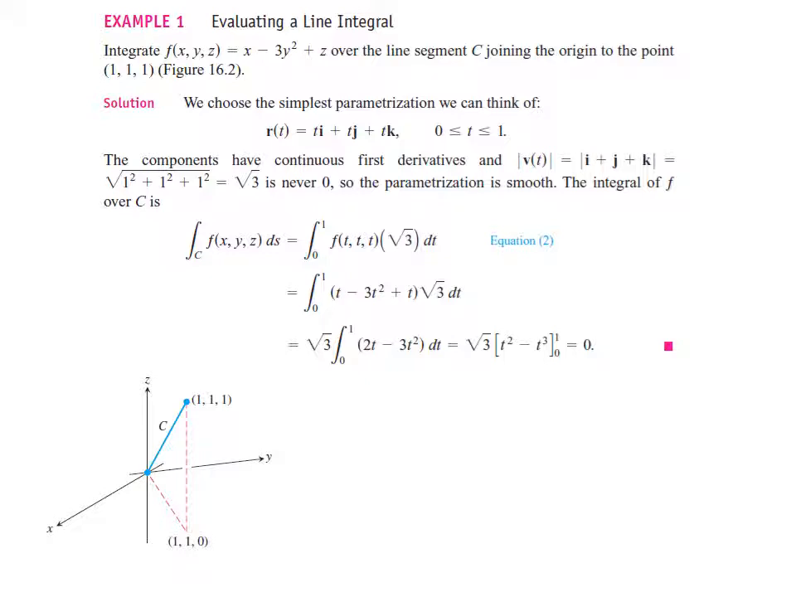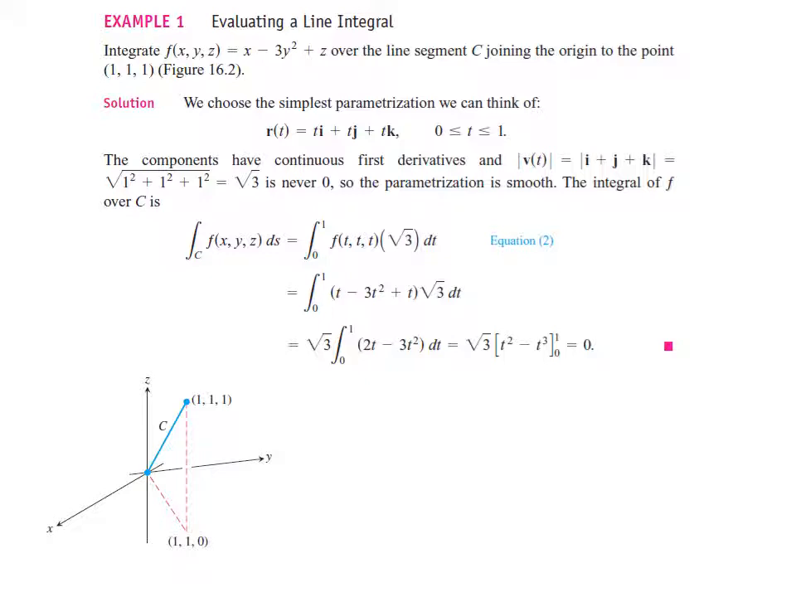See, it is never 0 because the equations describe a smooth curve, and the parametric equations are differentiable. Moreover, they are not 0 simultaneously at any point of t between 0 and 1. Now let us integrate the function f over C. That is equal to the integral from 0 to 1 of f with x = t, y = t, and z = t, times the modulus of v(t), which is the square root of 3, dt.